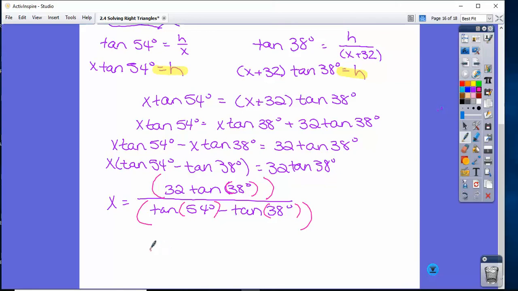If I wanted to give this, I get 42.0119. How many significant digits do we have in the problem? 2, so we would call this 42.